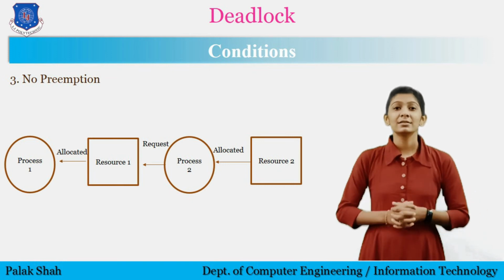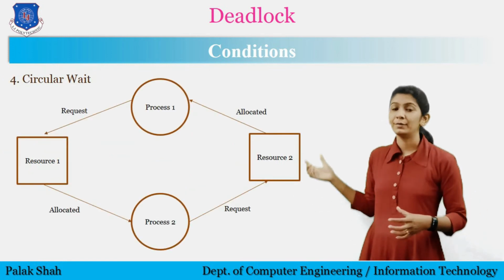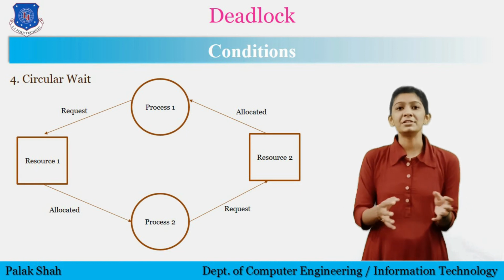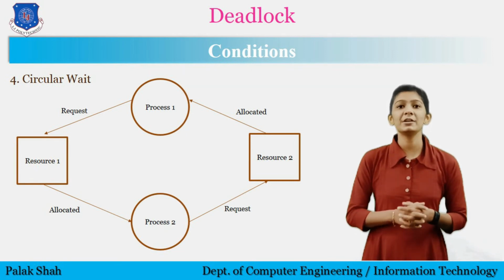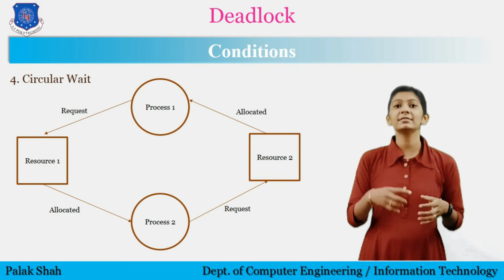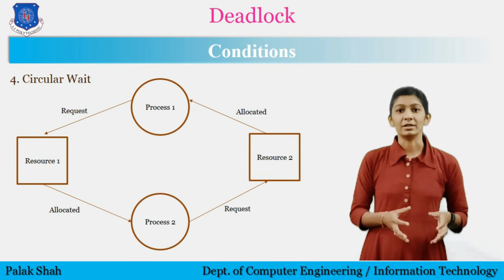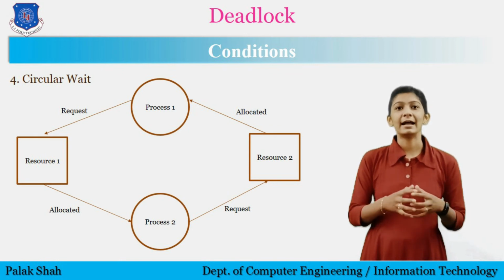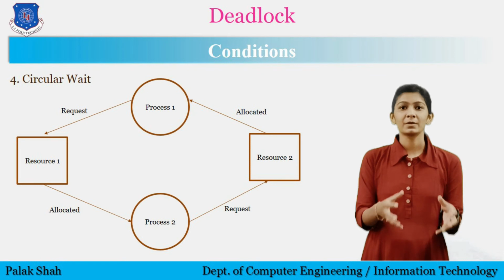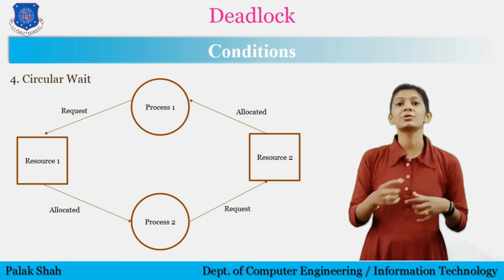Now, the last condition is circular wait. A process is waiting for a resource held by a second process, which is waiting for a resource held by a third process, and so on, till the last process is waiting for a resource held by the first process. This forms a circular chain.